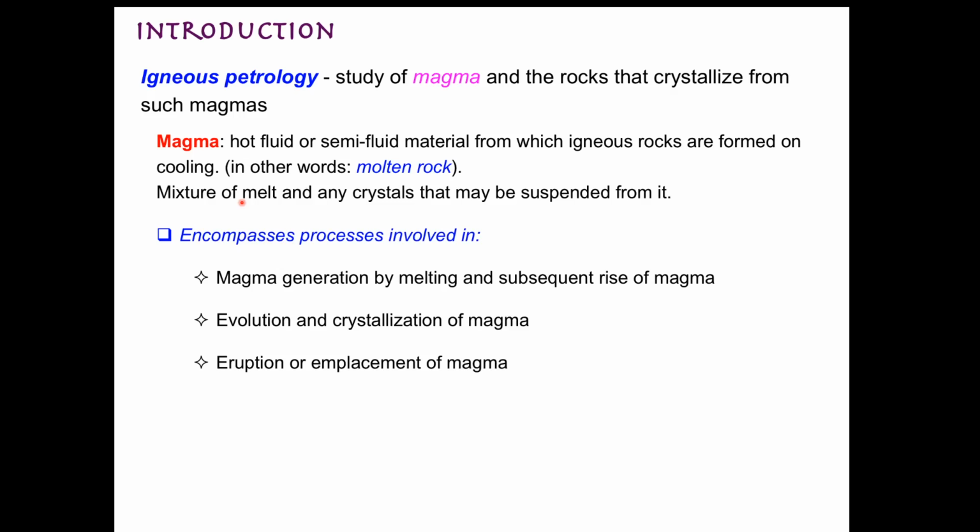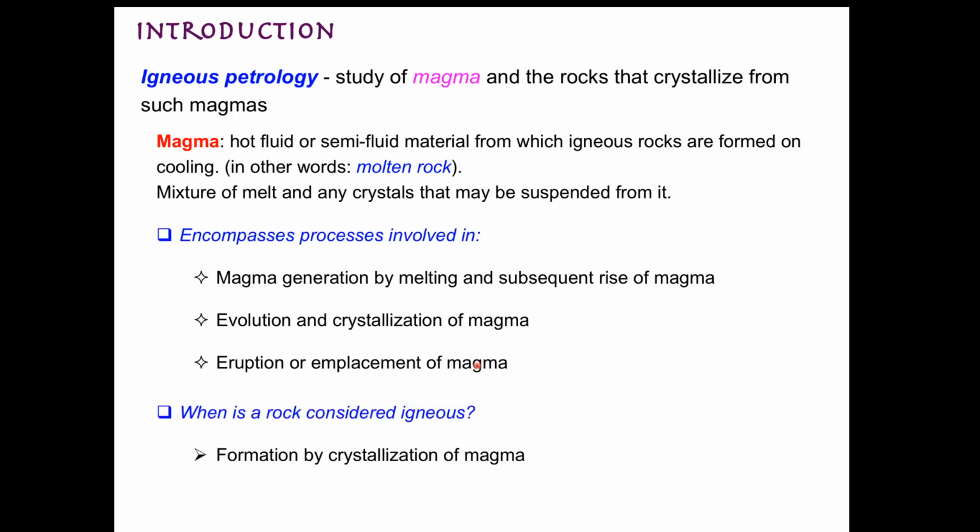Then the evolution and the crystallization of the magma: how this magma which has formed evolves by crystallizing, what finally crystallizes out of the magma, and what factors determine how the evolution will take place. And finally the eruption and the emplacement of the magma. If the magma comes out to the surface and erupts, it is the eruption of the magma, or it can be emplaced at depth, which is the emplacement of the magma. So these are the three topics which we will encompass in this course.